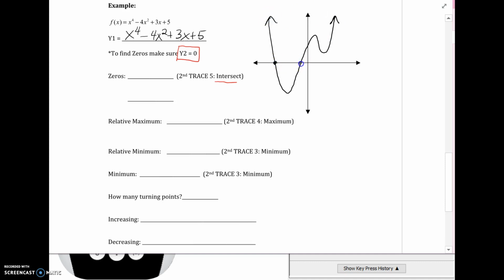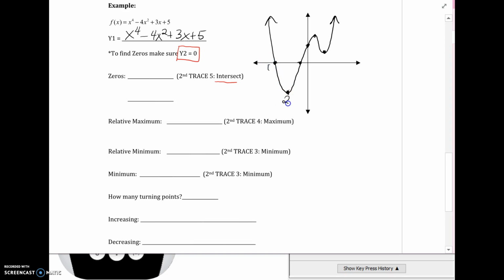So I have 2 zeros. I have a minimum point, a y-intercept, which I'm actually going to have to add in the y-intercept value in here, a maximum, and another minimum. Now the difference between relative and the actual max or min is going to be important here. And then I'm going to label these in order.